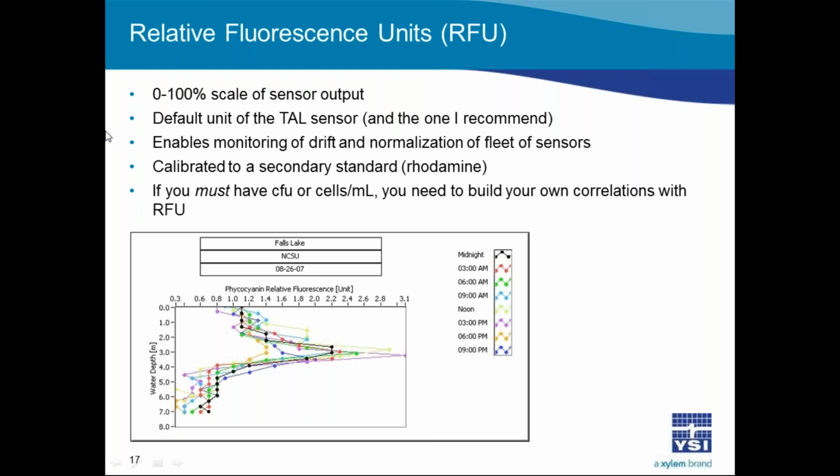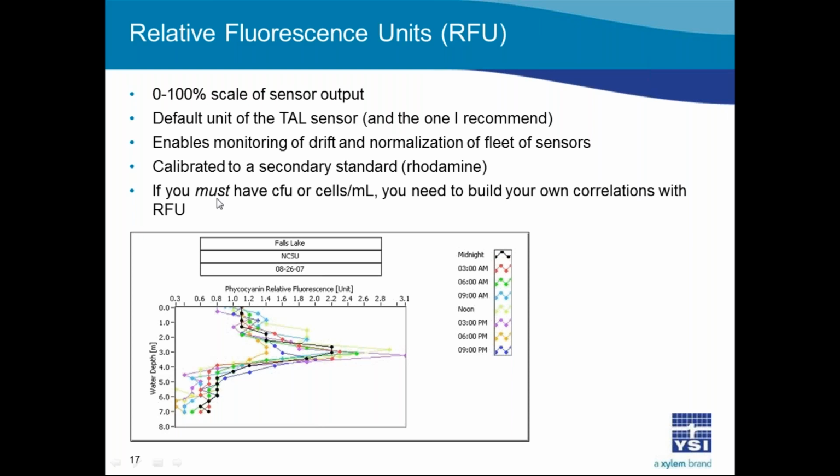So every individual sensor has a range of output that it's capable of delivering, and we simply calibrate it using a secondary standard, in this case rhodamine, to adjust that scale. RFUs is the default unit for the total algae sensor, and frankly it's the unit I prefer. The reason I prefer it is because you can normalize your whole fleet of sensors to this unit, and it also seems to deliver the most consistent results.